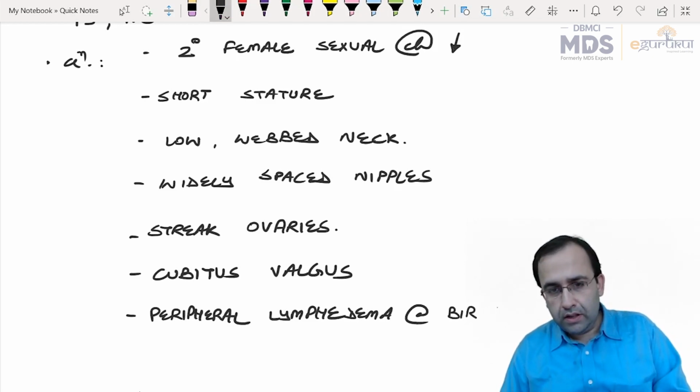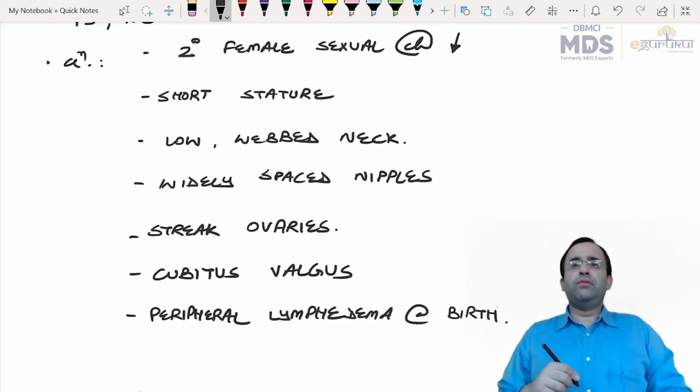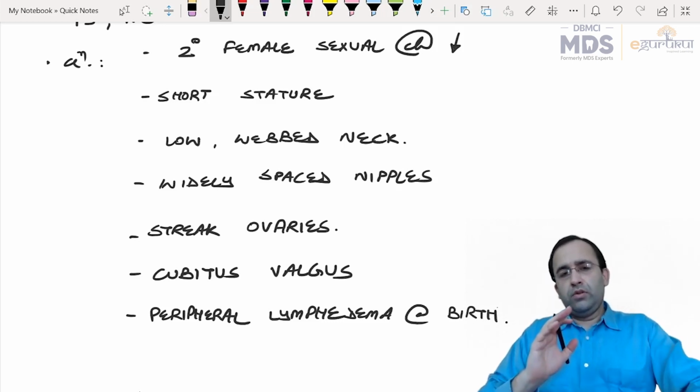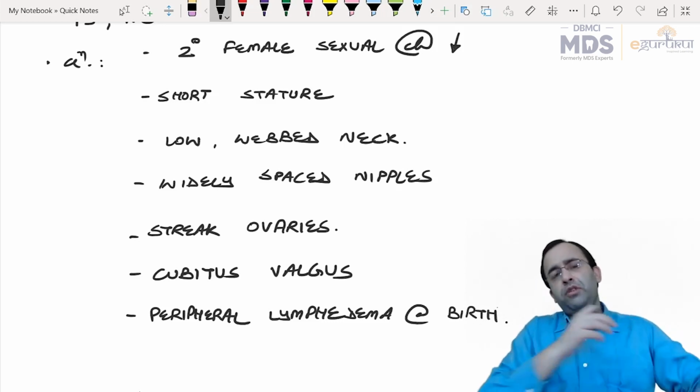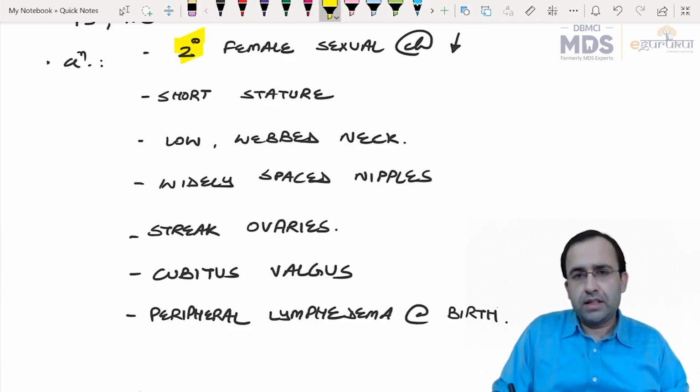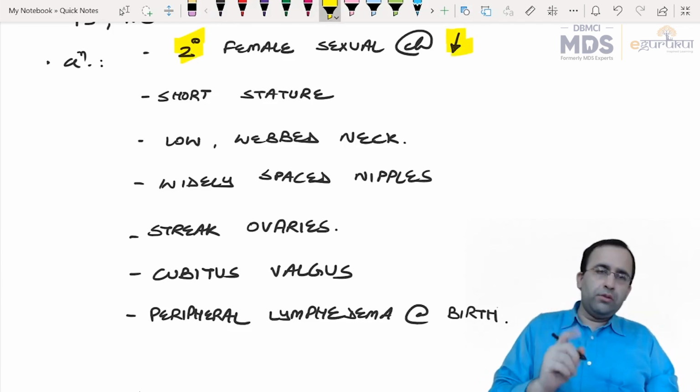This is Turner's syndrome. Peripheral lymphedema at birth. Let us see the questions associated. These points were obvious if you just knew that the secondary female sexual characteristics are reduced. Let us see the questions.